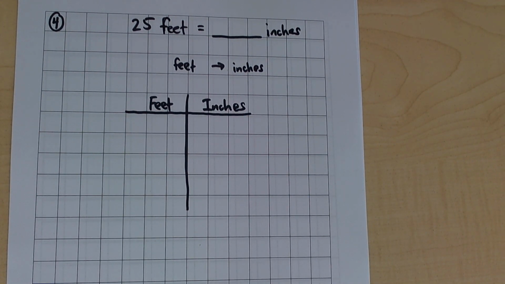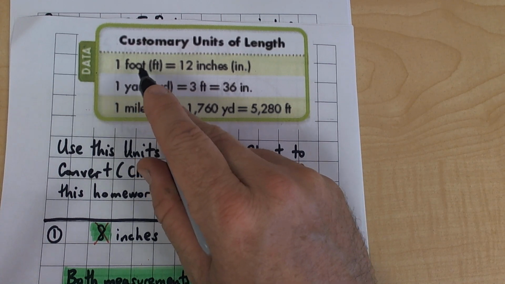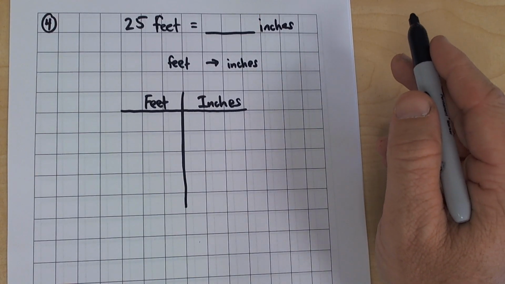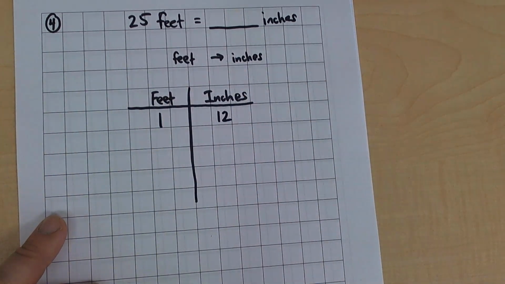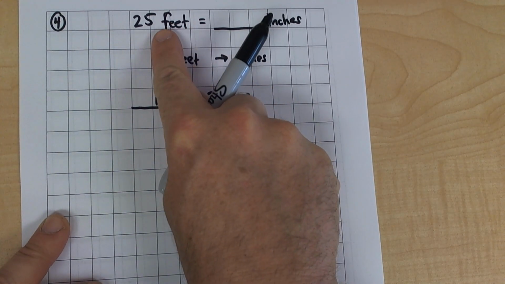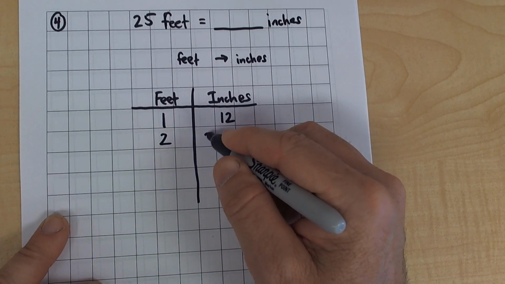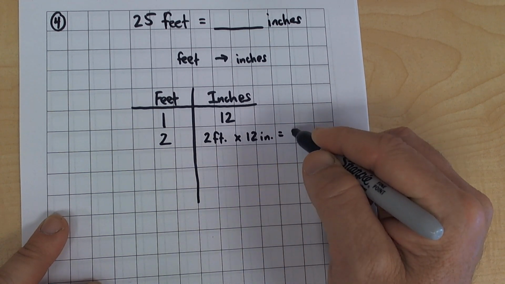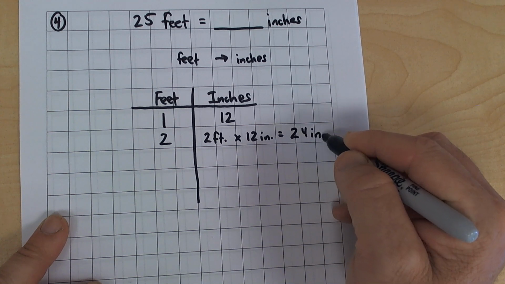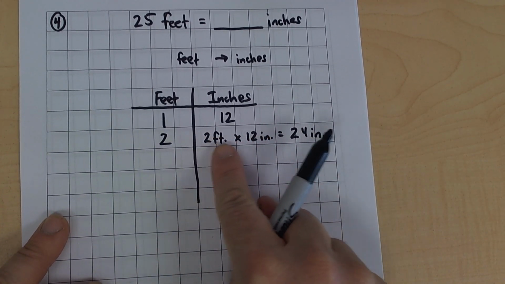Okay, so if I want to look back at my little cheat code for lesson 13.1, I know that 1 foot is equal to 12 inches. So 1 foot is 12 inches. We're going from feet to inches, so now I'm going to solve for 2 feet. So 2 feet times 12 inches means that there are 24 inches in 2 feet. Now I was able to do that mentally.